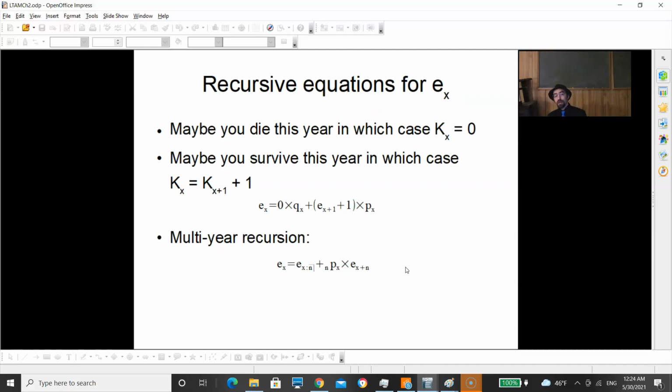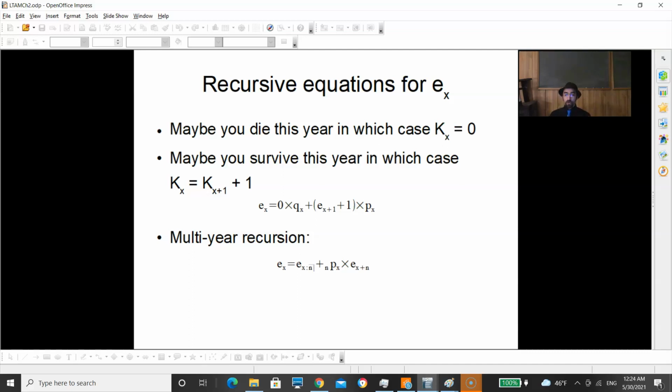Next, some recursive equations for the curtate expectation of life. Notice that curtate, since it looks at whole years, you can look whole year by whole year, which gives you some recursion relations.